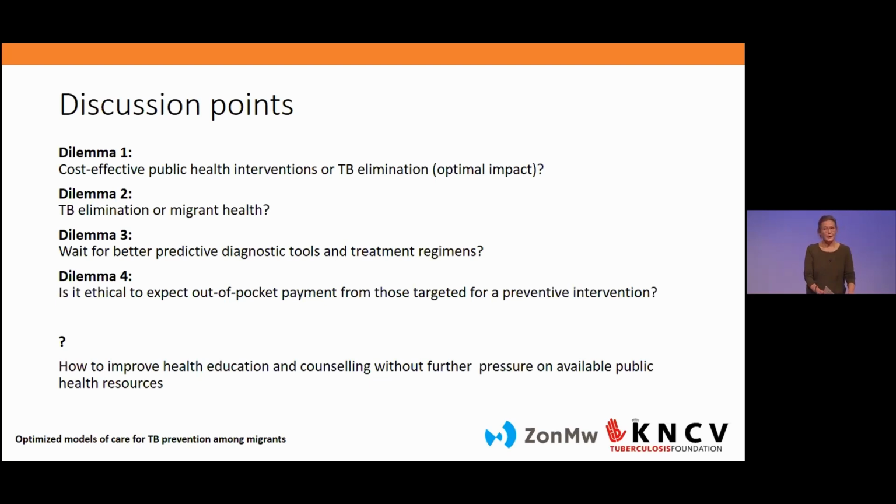Another dilemma is, do we go for TB elimination, or will we go for migrant health? Should we wait for better predictive diagnostic tools and treatment regimens? And a question which is particularly important for the Netherlands is: is it ethical to expect out-of-pocket payment for those targeted for a preventive intervention?